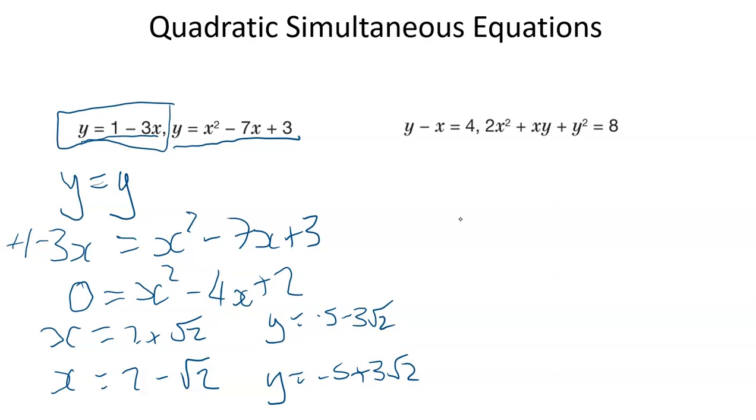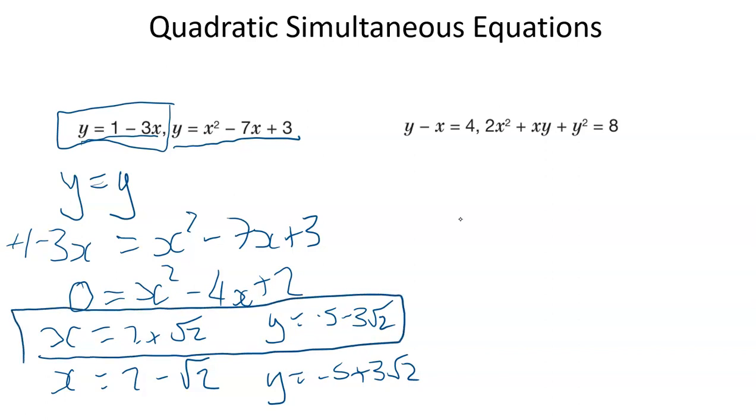Just make sure that when you do it, this x and y must be a pair, and this x and y must also be a pair. What you don't want to do is accidentally write that y value next to that x value, because that definitely doesn't match up, and nor do you want to match up the other two.